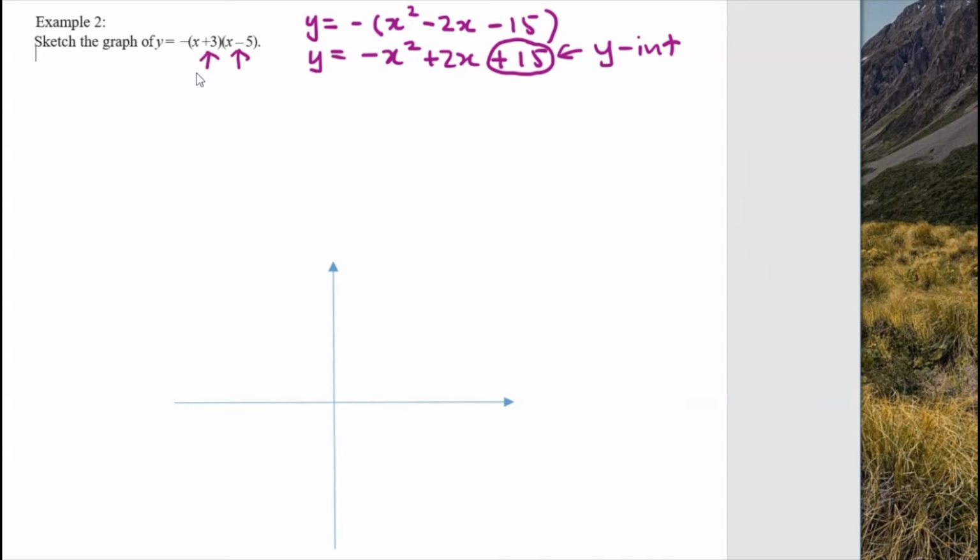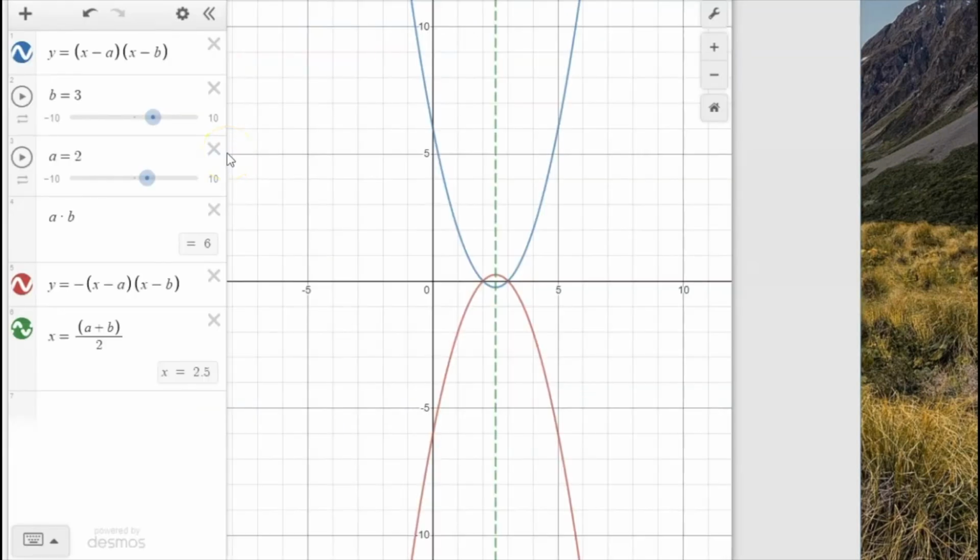But I have a concern. What about the negative outside the bracket? Is this going to affect the x-intercept? Let's go into Desmos to find out. So in Desmos over here, I have the situation of a equals to 2, b equals to 3. You can set this to any other value and observe the same thing.